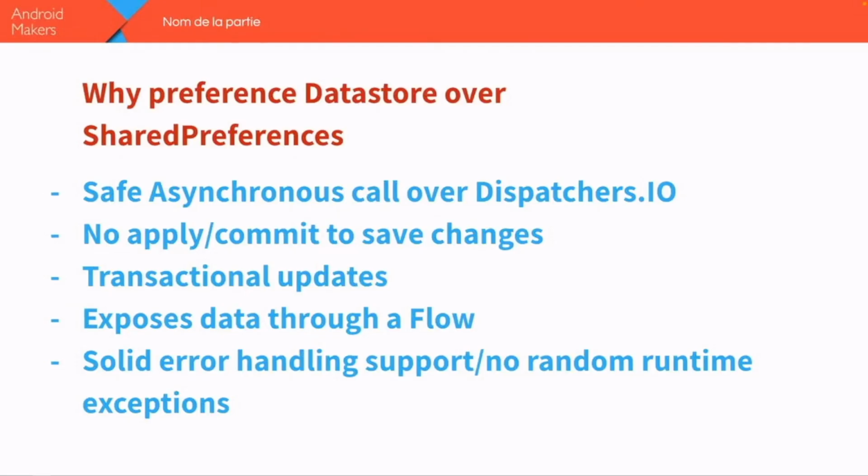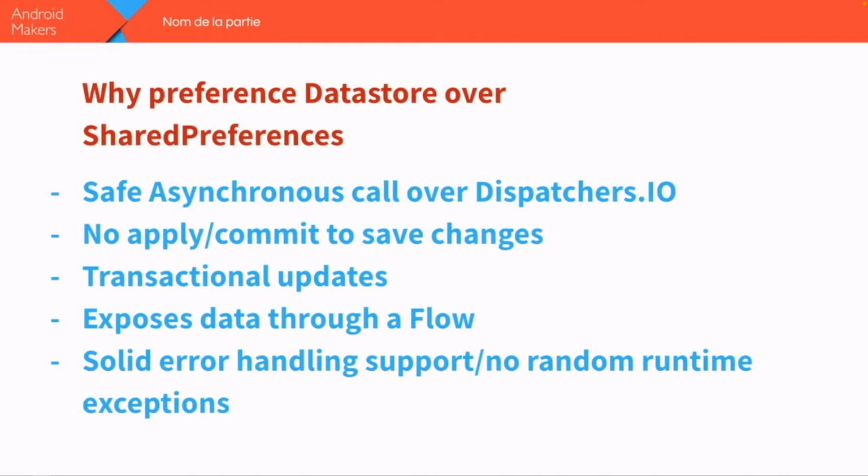So from the example, the preference data store looks very similar to the shared preferences, but it still comes with its own benefits. Some of which are: A, it's safe to call the read write on the UI thread, since under the hood, it's actually deferring to the input output thread to make the call. There is no commit or apply needed to save the change. Instead, every update to the data is transactional, which ensures consistency.